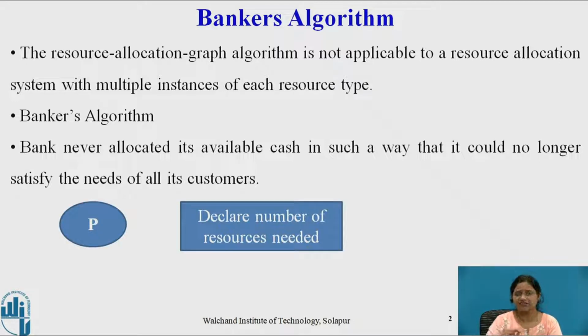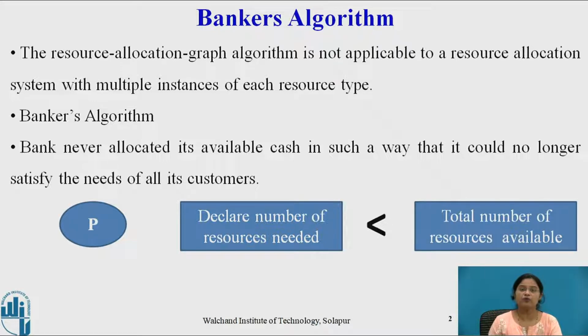Now consider that we have a process P. Whenever that process P enters into the system, it must declare the number of resources which are needed. That number of resources must always be less than the total number of resources which are available. So whenever a new process enters the system, it must declare its need, and all need of that process P must be less than the total number of resources available in the system.